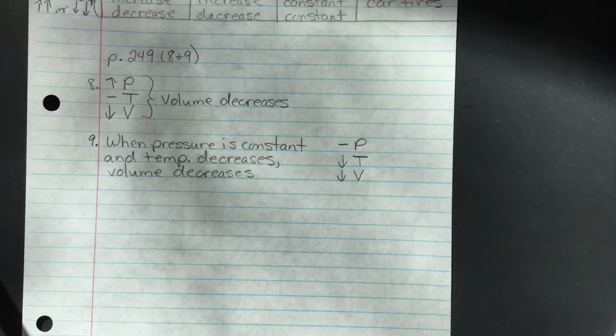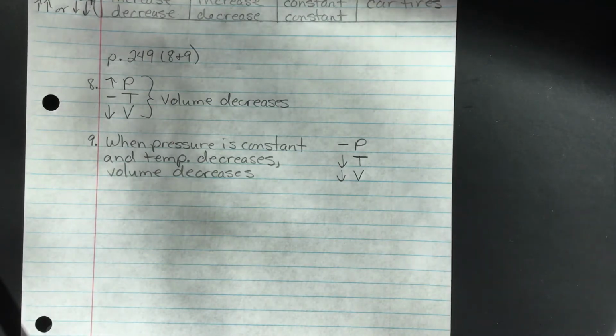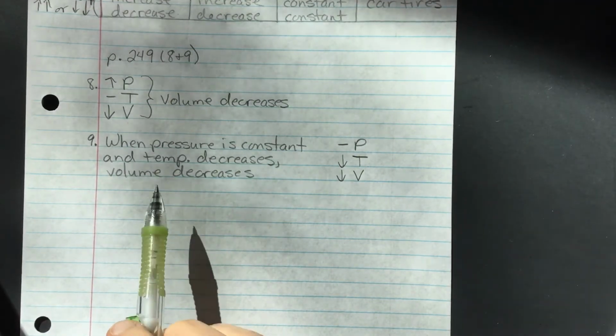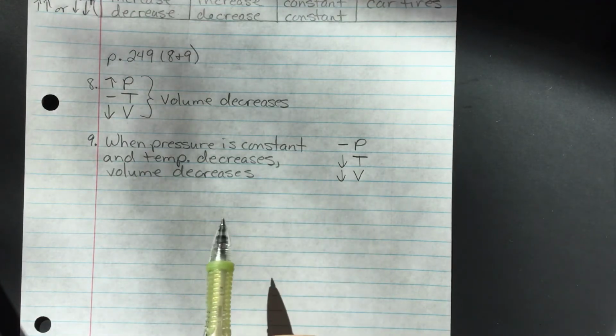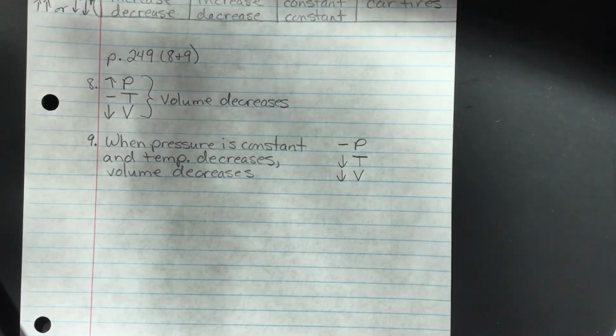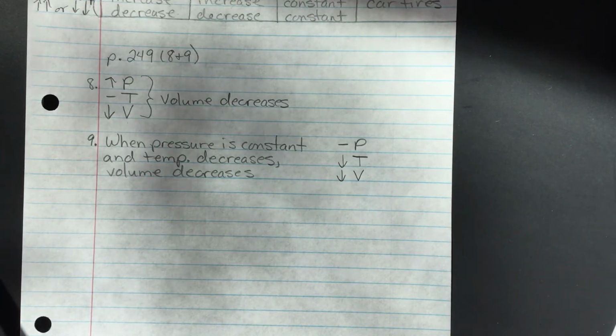For number 9, explain why a balloon becomes smaller when placed in a freezer. Well, this is like our hot air balloon. When pressure is constant and temperature decreases, volume decreases. I'm sure you've probably also had the experience with balloons that you bought for a birthday party and you took them outside on a really cold day and all of a sudden they just really shrink up. Okay, that's the same idea. You decrease the temperature so the volume decreases because those molecules of gas are really slowing down.